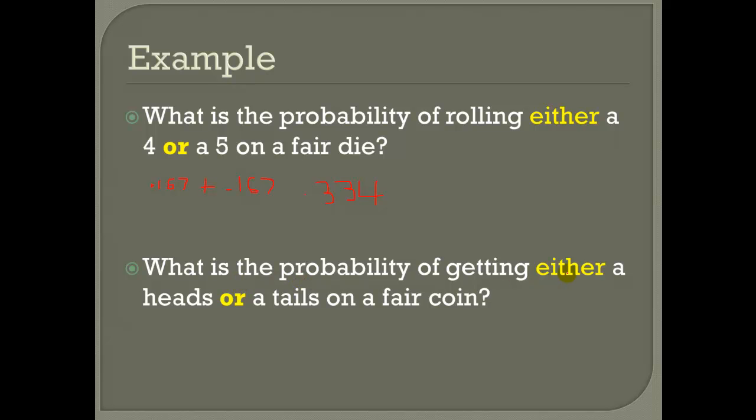This last one's the probability of getting either a heads or a tails. Again, we would use the additive rule. That one's pretty simple. The probability of getting a heads is 0.50. The probability of getting a tails is 0.50. So add those together. Obviously, there's only two outcomes here. The probability of getting one or the other is 1. So there's a 100% chance that we will get a heads or a tails on a fair coin.